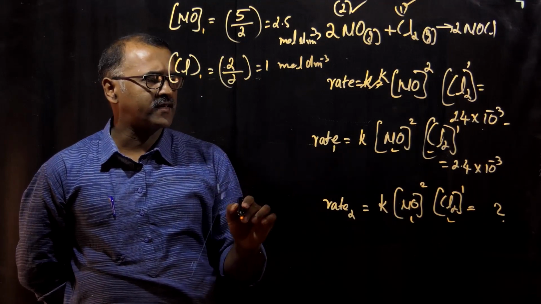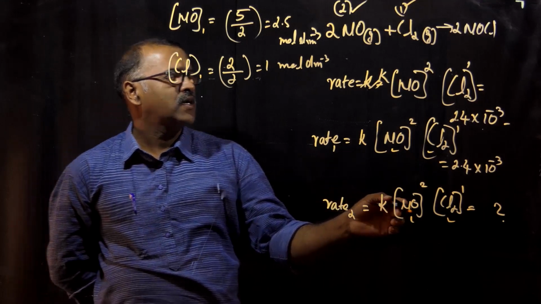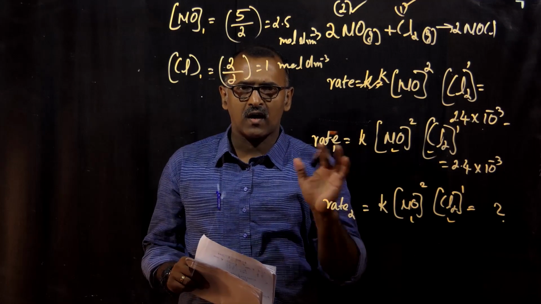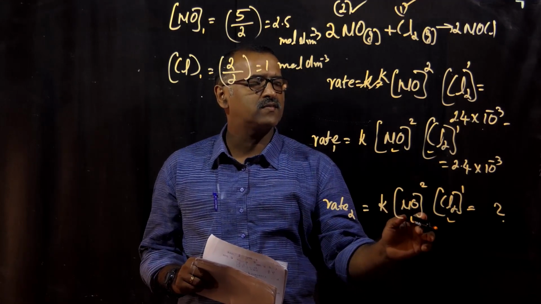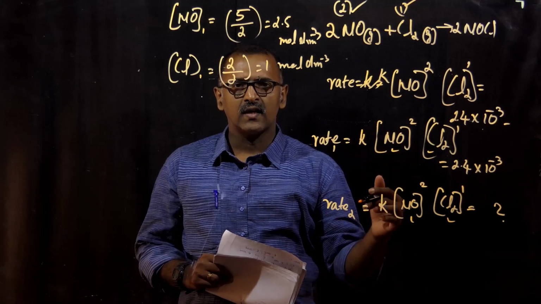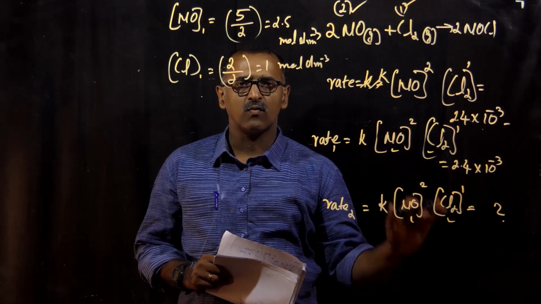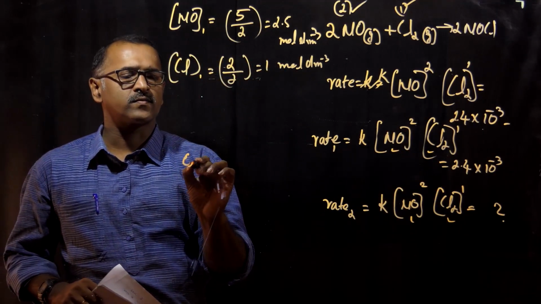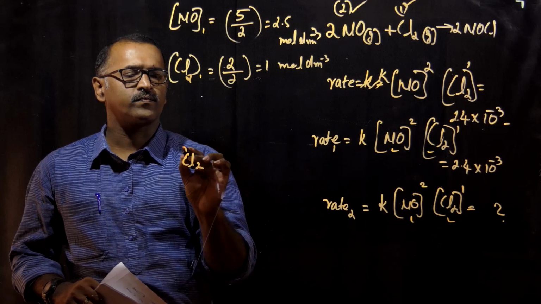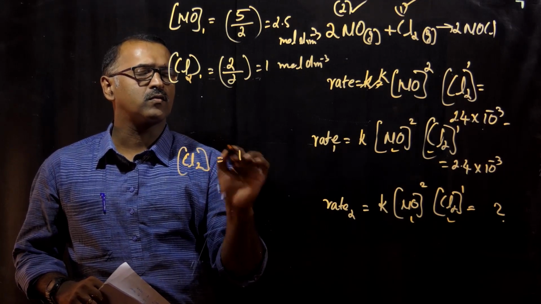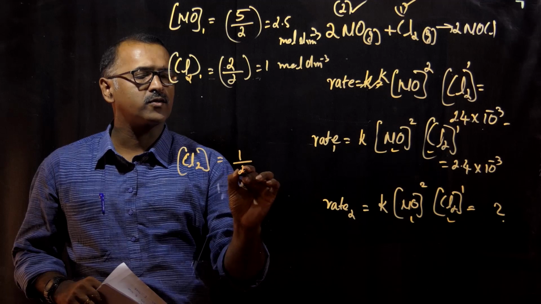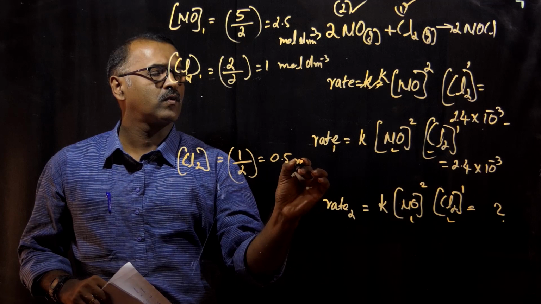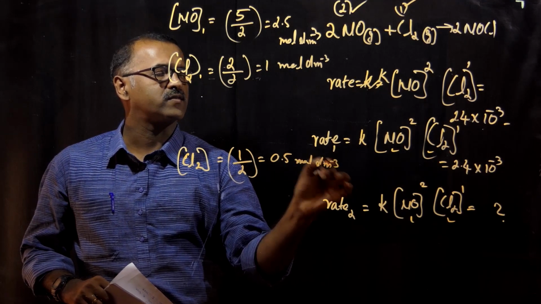What will be for the second experiment? For the second experiment, the question says it is after 1/2 of the chlorine has been reacted. If 1/2 of the chlorine has been reacted, initially it was 2 moles, then in the second experiment it will be reduced to 1 mole. So the amount of Cl2 will be 1 mole. So we can write Cl2 will be equal to 1 mole divided by 2 dm cube, so this will be 0.5 mol dm minus 3.